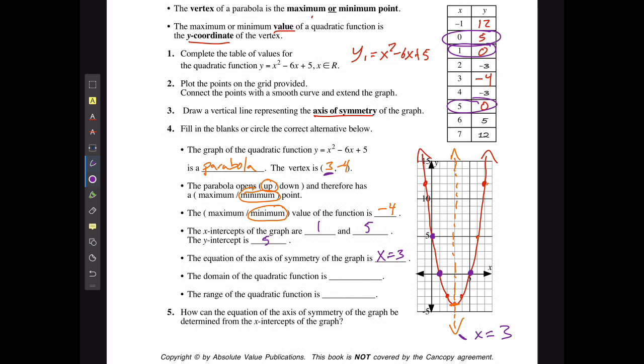The domain is easy because for any of these quadratics, the domain is always the same. It keeps moving to the left, it keeps moving to the right. The domain is represented by x is an element of all real numbers. The range is a little more tricky. It's represented by y, and in this case, it has a lowest point that y hits, but y can be anything equal to or above that point. Y is greater than or equal to -4, where y is an element of all real numbers.